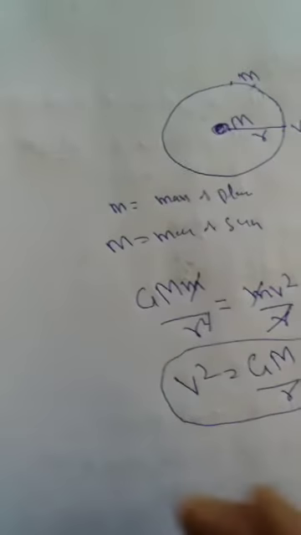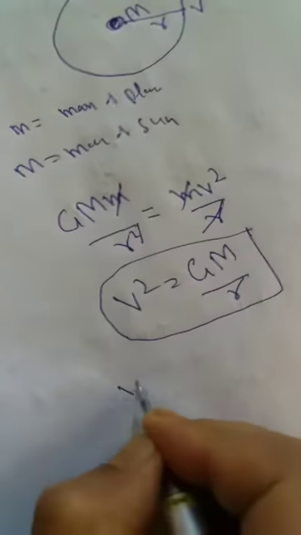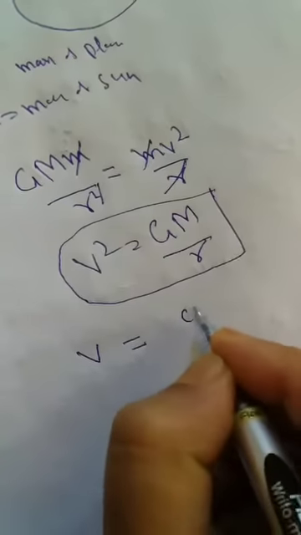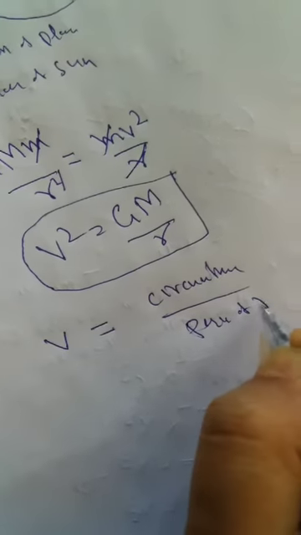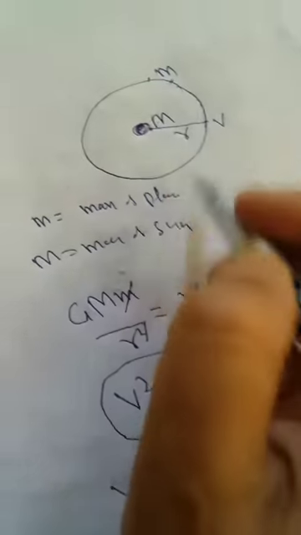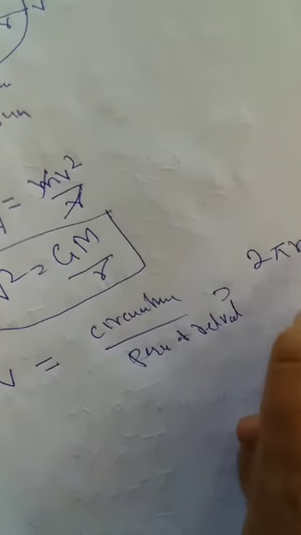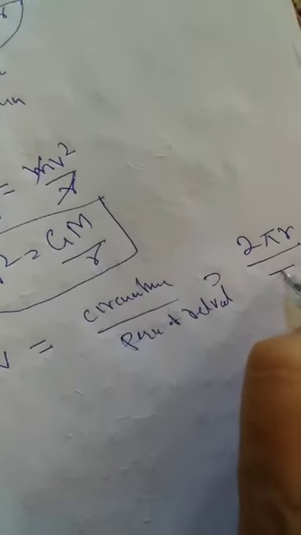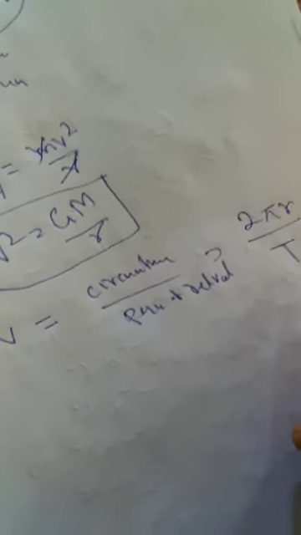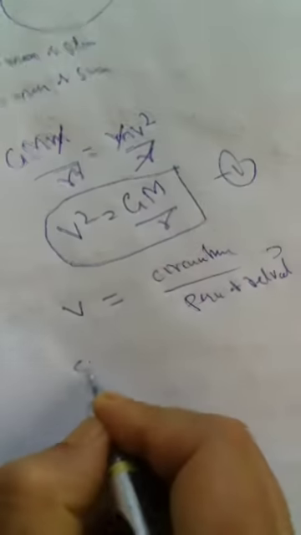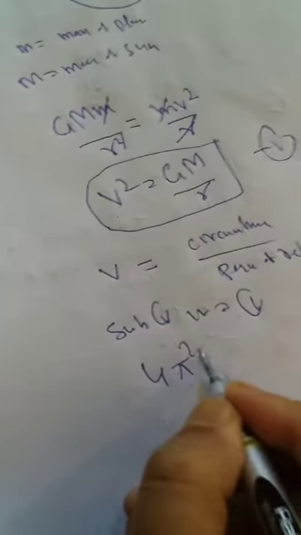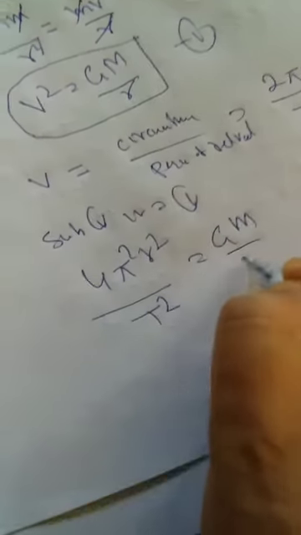But orbital speed, if you remember, is equal to circumference divided by period of revolution. The circumference of a circular orbit is 2 pi r, divided by the period of revolution, which is T. When we substitute v in the first equation, v square becomes 4 pi square r square divided by T square, equal to GM divided by r.